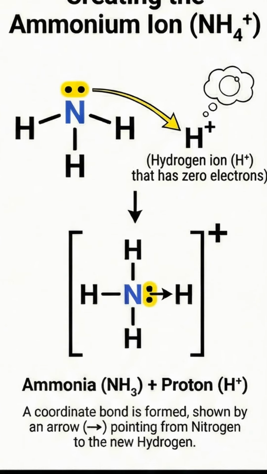When writing this interaction, ammonia is combined with a proton to yield ammonium. The coordinate bond is often indicated by an arrow from nitrogen toward the new hydrogen, emphasizing electron donation. This representation highlights Lewis acid-base behavior. Ammonia is the Lewis base donating a pair, and the proton is the Lewis acid accepting it.